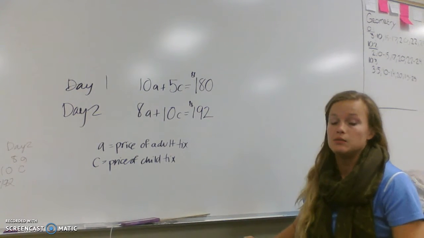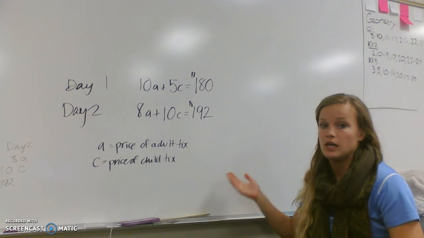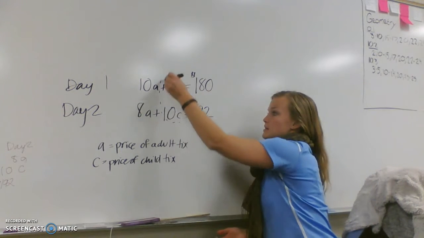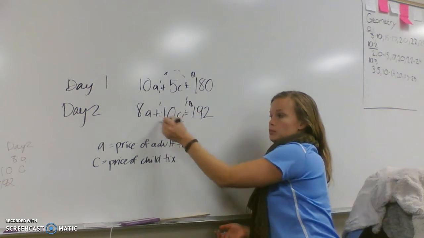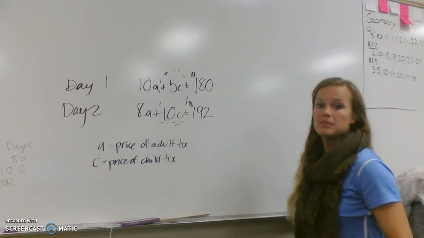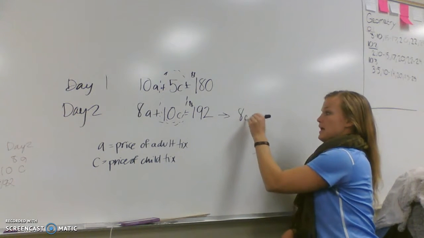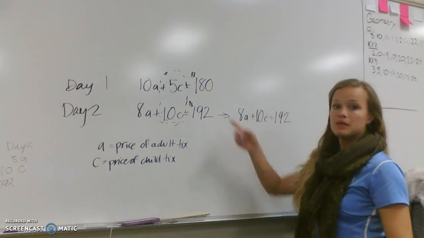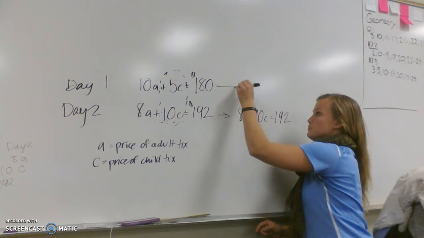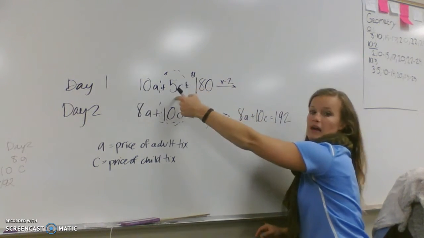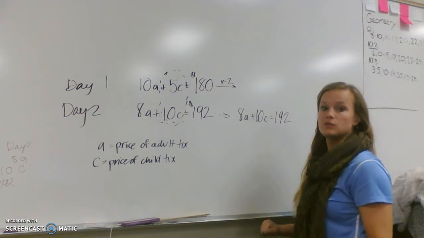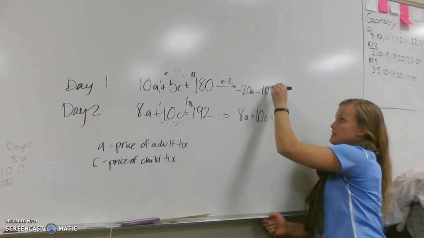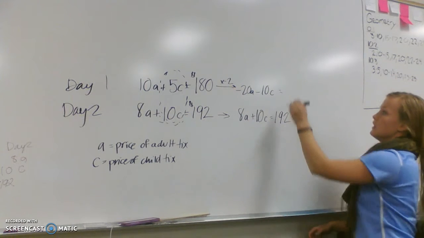Anyway, now that we've written our equations, we are going to solve them. So I would like to do elimination, since I can see that these are really close to being the same coefficient. I'm going to keep this one the same, so I'm going to keep 8A plus 10C equals 192. And I'm going to multiply the other equation by -2, so I can get my C's stacked up, one positive, one negative. So this is going to be -20A minus 10C equals -360.